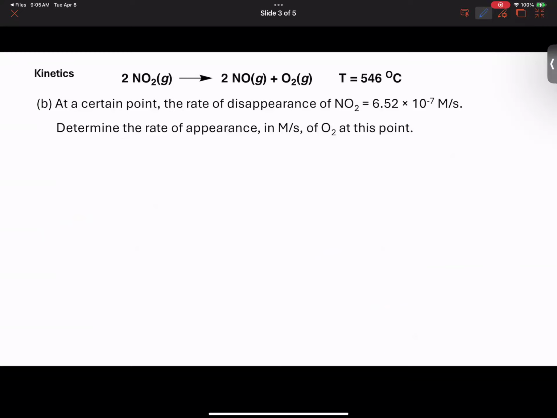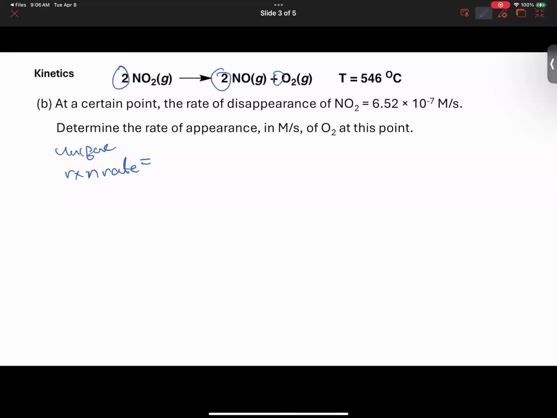Now, at a certain point, the rate of disappearance of nitrogen dioxide is given. Determine the rate of appearance, in molarity per second, of oxygen gas at this point. Remember, because the ratio is different, 2 moles consumed and 2 moles and 1 mole of oxygen gas generated, their rates of disappearance and appearance are all different. So we need to write a unique reaction rate.